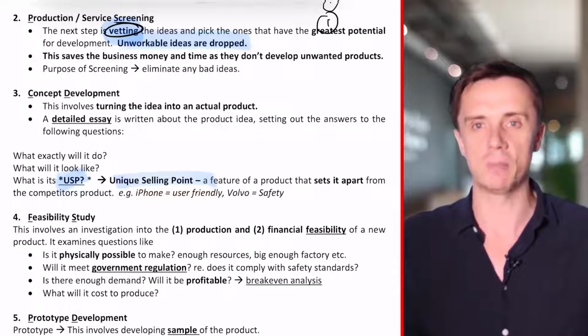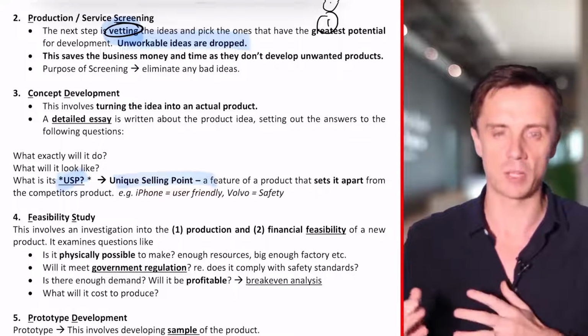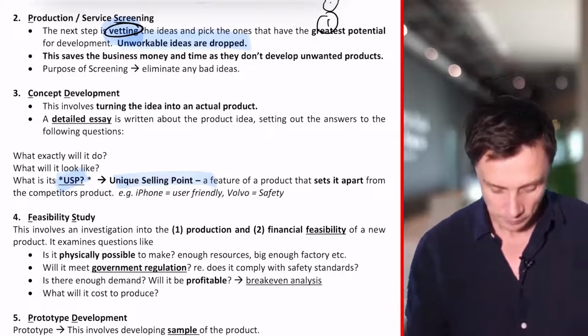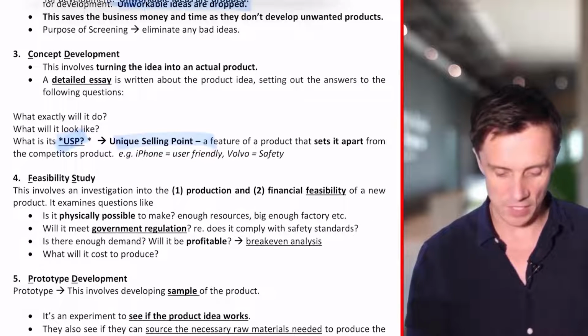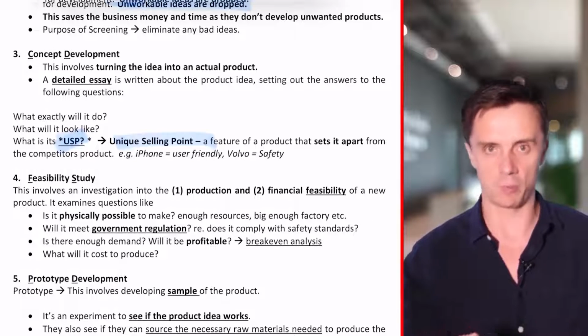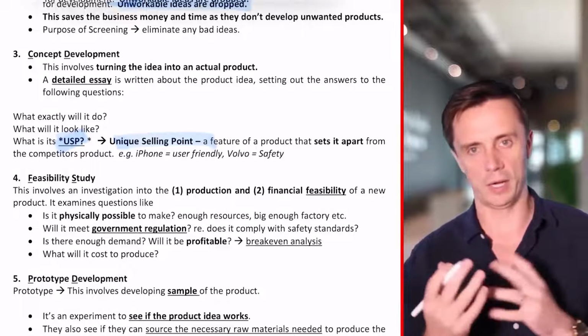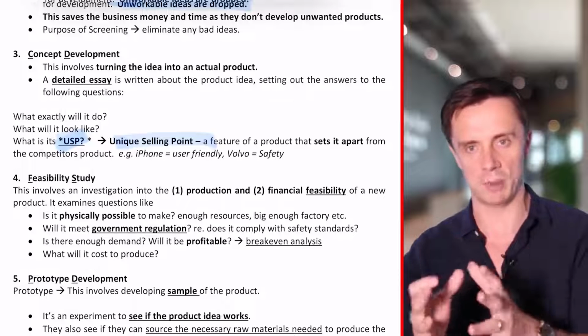Remember again what a unique selling point is. It's a unique feature that your product's gonna have that's gonna set it apart from the competition, right? After that, then we have a feasibility study. So here we developed out the product. Let's imagine if it's Apple with their iPhone at the start, they're like, right, our unique selling point is that this phone can also play music.